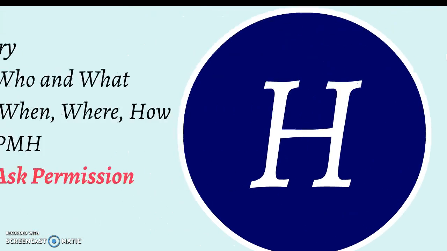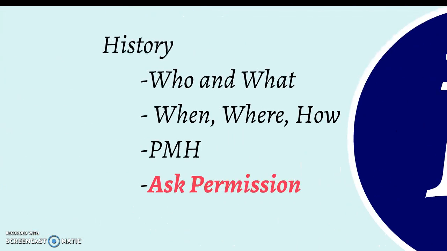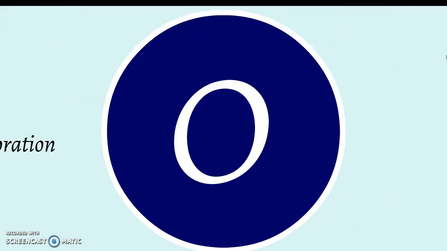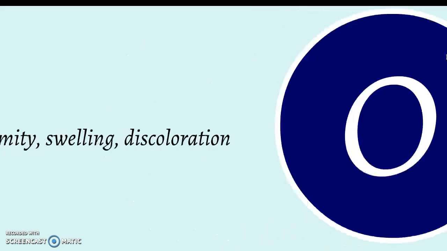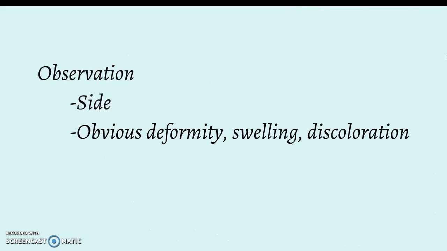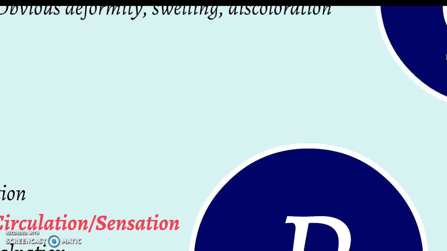Now going into history, so what can I add? I can add ask permission. I think that's one of the big things that I need to be able to do, is saying, can I palpate you? Can I touch your ankle? Does this bother you? Etc. and so on. Secondly, observation. I think that that was okay. I like that I went over the sides and looked for the obvious clues in my evaluation.